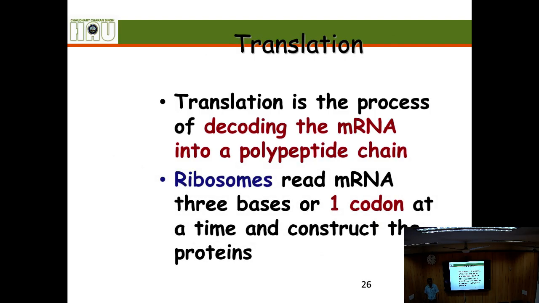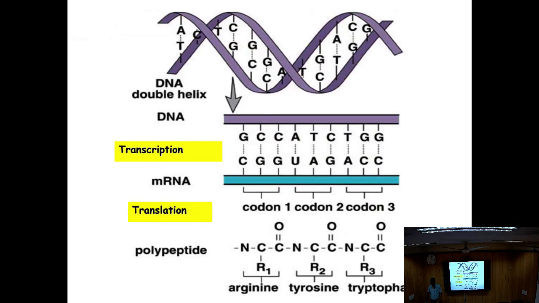This process of translation is the decoding of the mRNA into a polypeptide chain. The ribosome reads the mRNA three bases, or one codon, at a time and constructs the protein. Here is the double helix of the DNA, which is transcribed into mRNA, and this mRNA codes for polypeptides, for example forming arginine, tyrosine, tryptophan, different amino acids, and these amino acids join to form a polypeptide or protein.